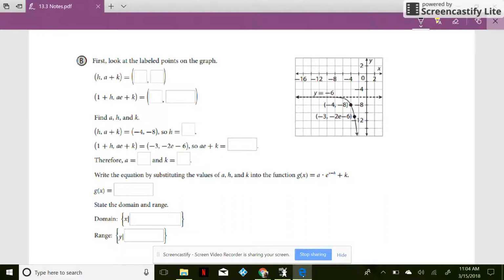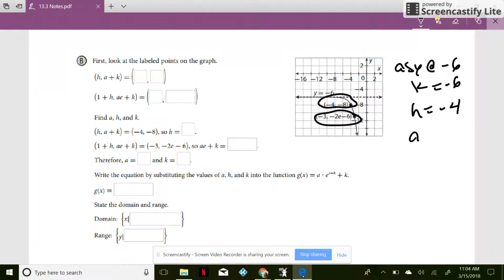So here we can see that our asymptote is at -6. So that means our k value is -6. So the point closest to the asymptote is telling us that our h value is -4. So then the other point is showing us our a value. The coefficient in front of e is our a value. So a here is -2.